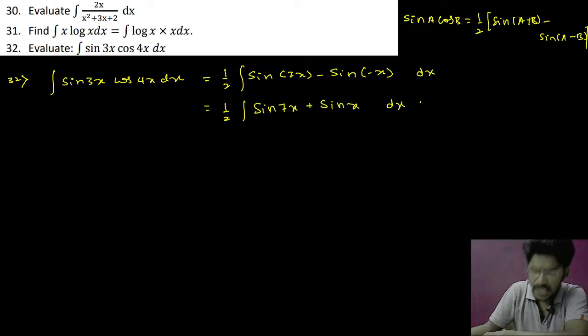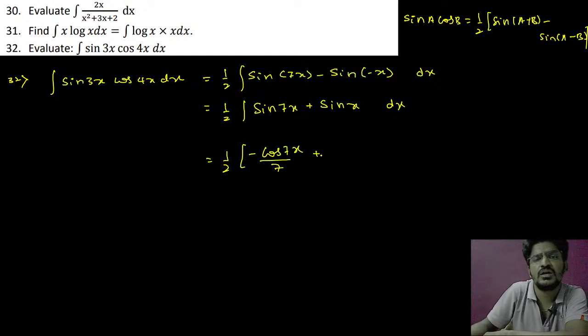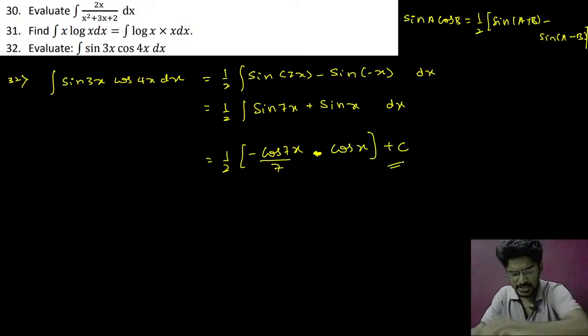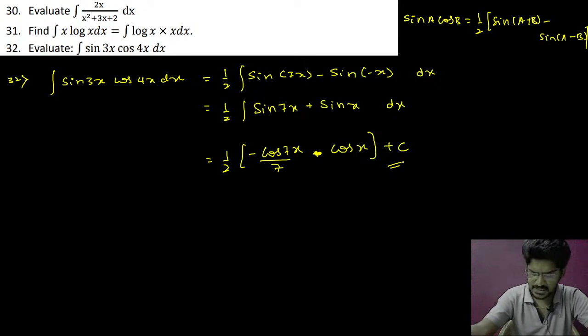Now 1 by 2 into integration of sine 7x is what? Minus cos of 7x divided by 7. And integration of sine x is what? Minus cos x plus c. This is your answer: minus cos of 7x divided by 7 minus cos x plus c is the required answer.